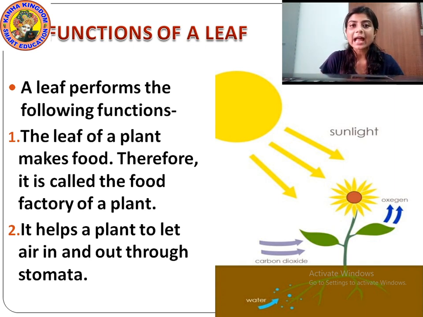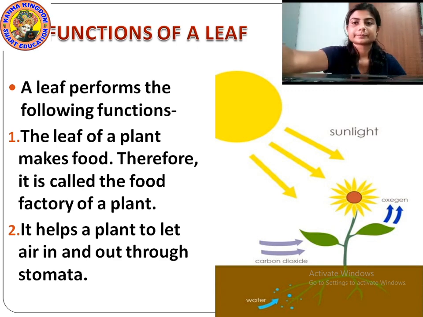It also helps the plant to let air in and out through the stomata. Stomata are the tiny pores which help in the exchange of gases, present on the underside of the leaf, on the down portion of the leaf. You cannot see the stomata with your naked eye because they are very small in size. They can be seen under a microscope. So these are the functions of the leaf.